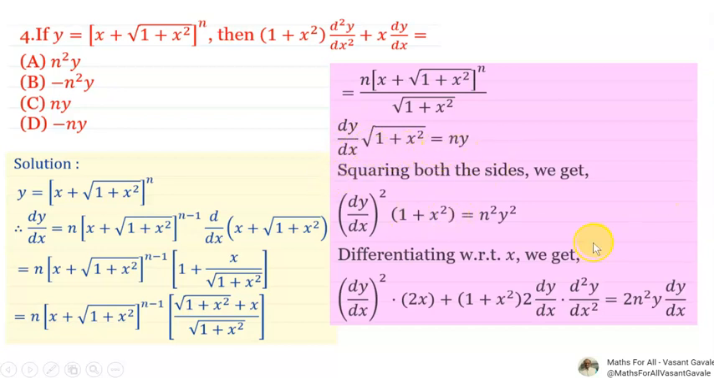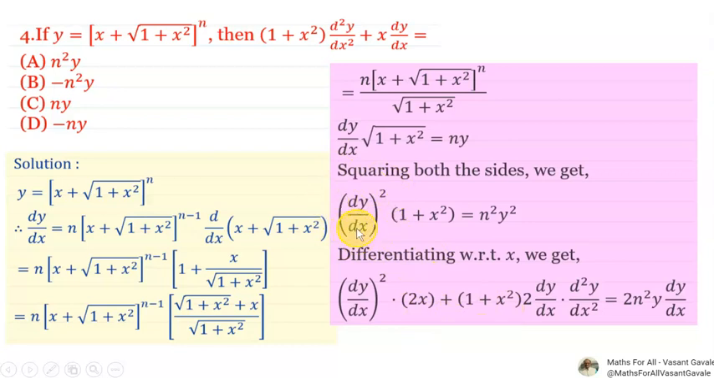Squaring on both sides. Then you will get here dy by dx bracket square into 1 plus x square is equals to n square y square. Differentiate this with respect to x. Therefore, here you will get dy by dx bracket square, keep it as it is. 1 plus x square is a derivative. 1 is a derivative 0, x square is 2x, plus 1 plus x square as it is.